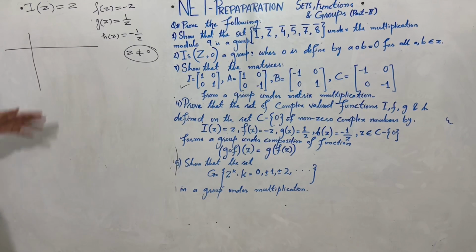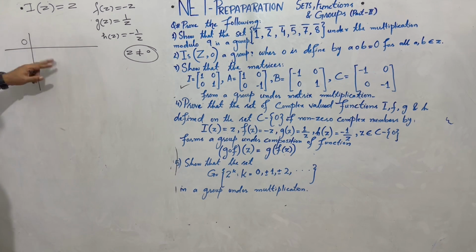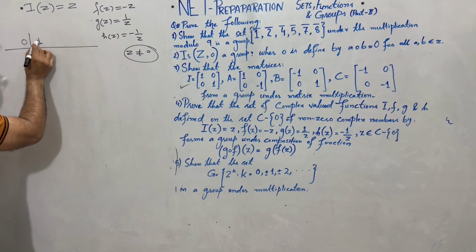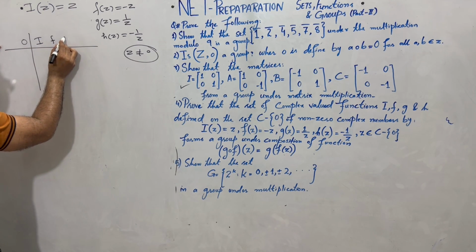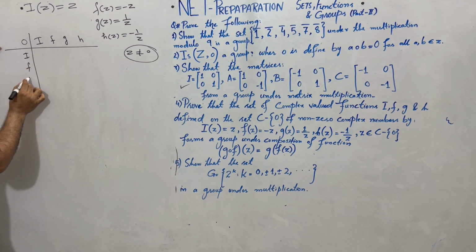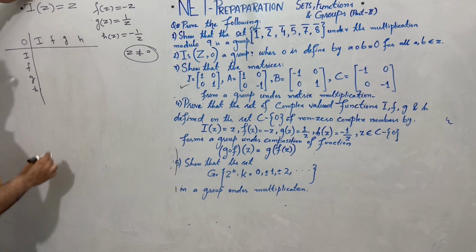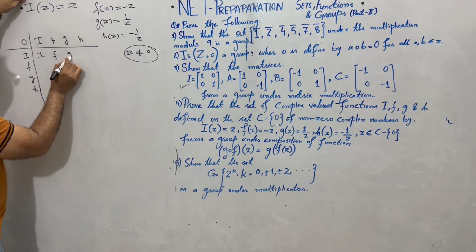Later we find the identity and prove it as well. Find the inverse of f(z), g(z), h(z), and vice versa. Let me write the composition of functions here. I have I, F, G, and H along the top and side. Composition with the identity element will give us the same result.